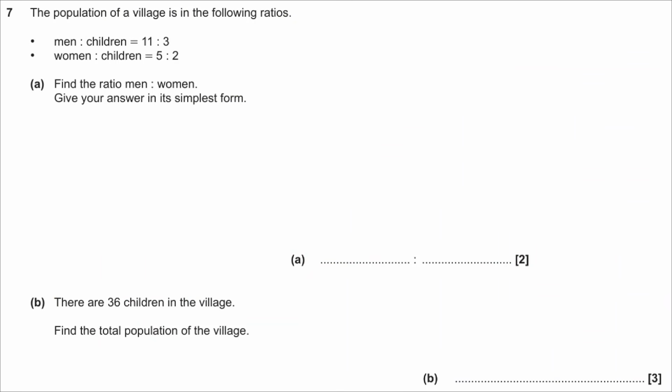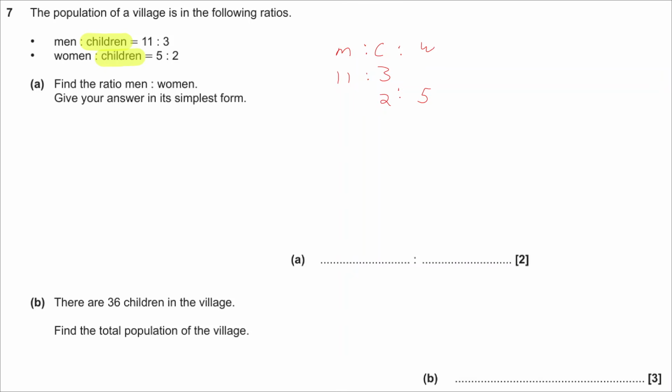Question 7, a ratio question. The population of a village is in the following ratios. So men to children and women to children. A bit of a classic double ratio question. Let's write things down. I'm not even going to read the question, I'm just going to write what we've got. The common thing here is children in both, so that's going to go in the middle. First of all, you've got men to children in the ratio 11 to 3. There we go. And you've also got women to children is 5 to 2. So let's put women over here, women and then children, so women is 5, and we've got 5 to 2 down here.